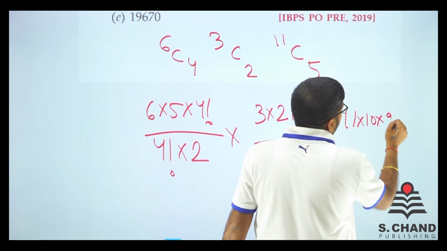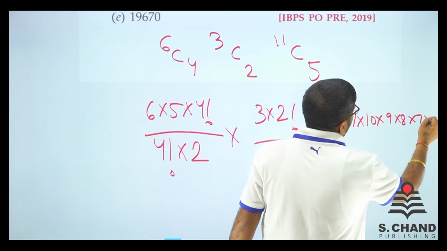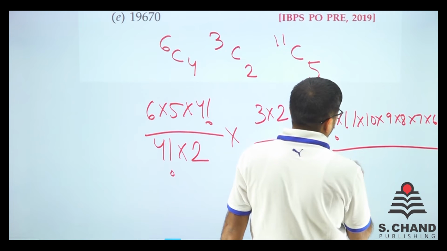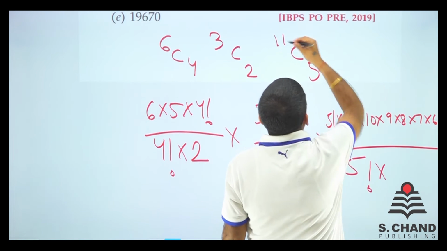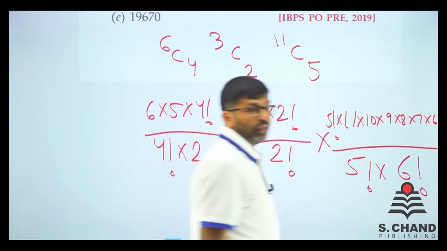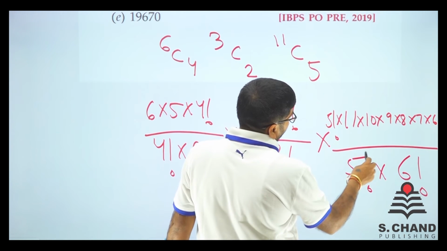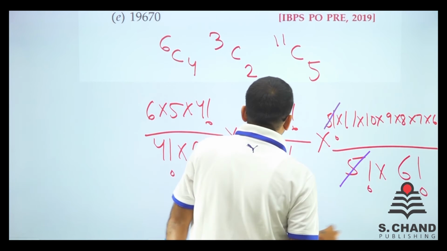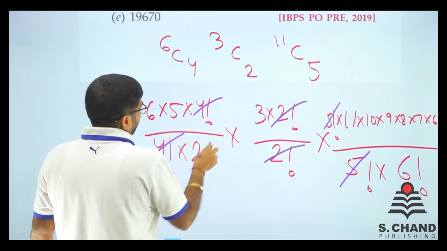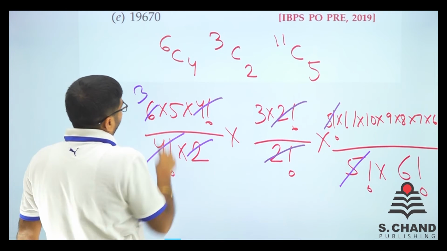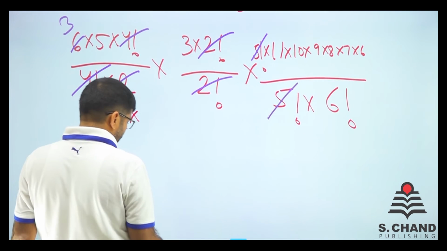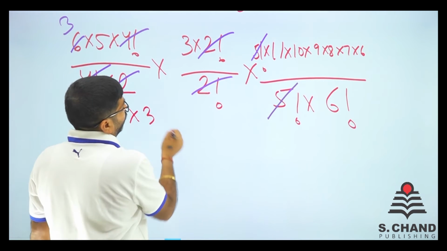11 into 10 into 9 into 8 into 7 into 6 into 5 factorial divide by 5 factorial into 11 minus 5. 11 minus 5 is 6. So we got 6 factorial. So what I'll do is 5 factorial cancel. 2 factorial cancel. 4 factorial cancel. So 2 and it got 3. So here we got 3 into 5, 15. Here we got 3, that is 45.